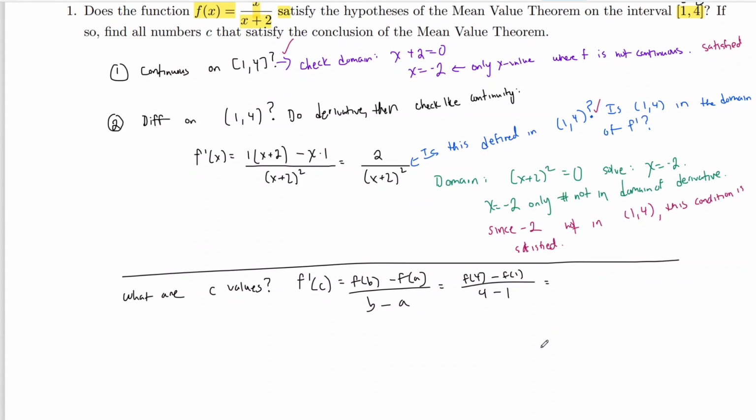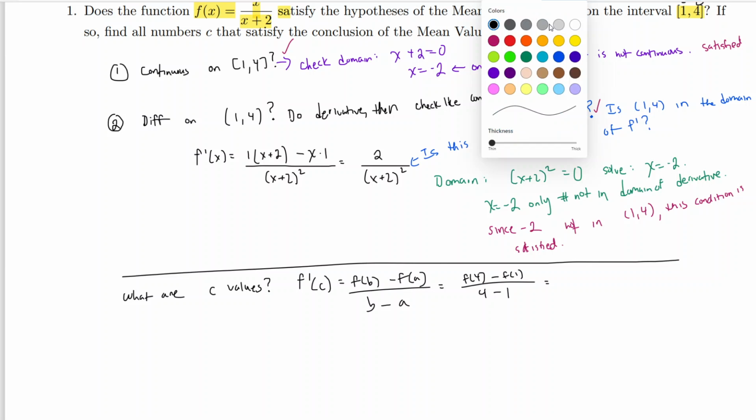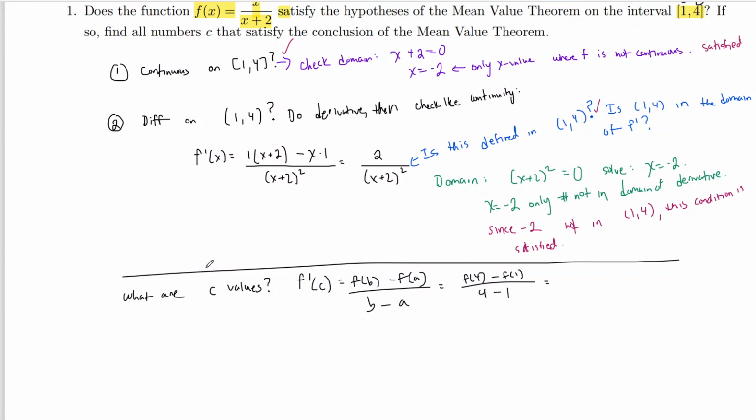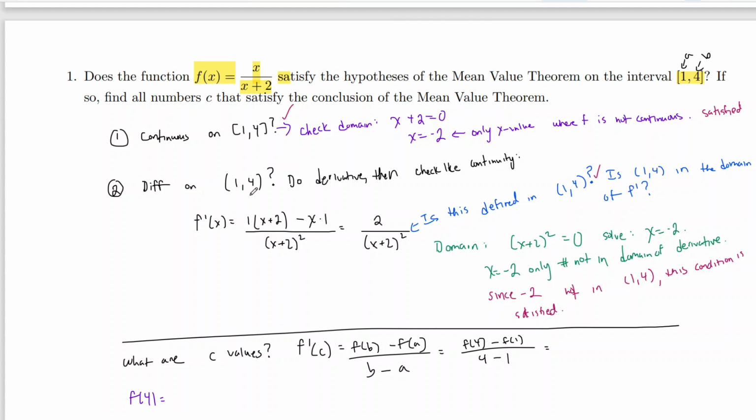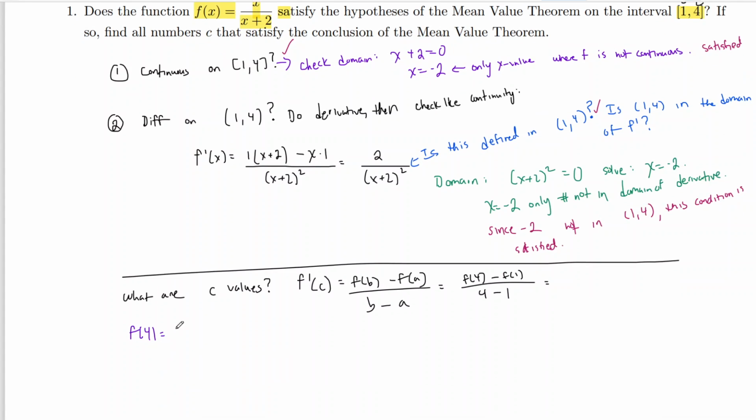And now you might want to just figure out f of 4 and f of 1 on the side because our function's already kind of messy. So I'll go ahead and do that on the side and then plug them in. F of 4, remember you're plugging into the original function. It's x over x plus 2. So when we plug in 4, we get 4 over 4 plus 2, which is 4 over 6. And that simplifies to 2/3.